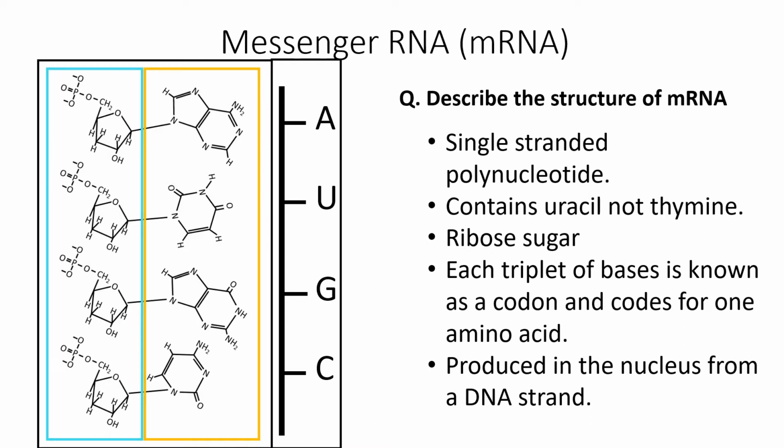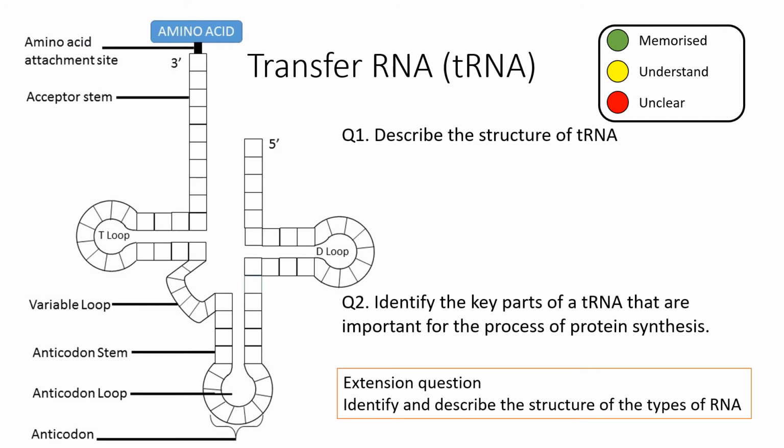Again, as previously said, we've got ribose sugar, whereas in DNA you've got deoxyribose sugar, and we talk about triplets, and triplets are any set of three bases. But when we talk about a codon, we're specifically referring to a set of three bases that is found on a messenger RNA strand. The second type of RNA you need to be aware of is transfer RNA.